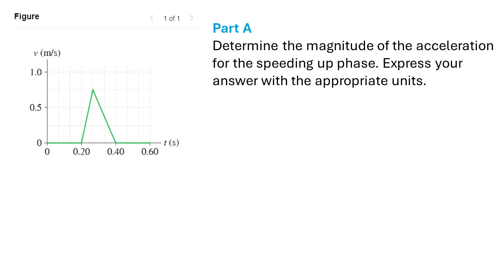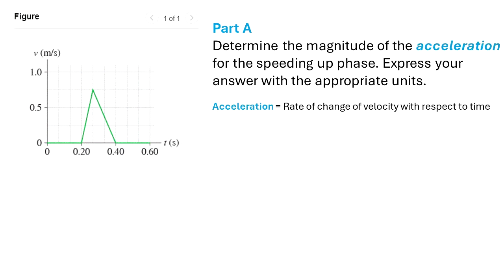Part A, determine the magnitude of the acceleration for the speeding up phase. Express your answer with the appropriate units. And we know by definition that acceleration is the rate of change of velocity with respect to time. So we need to find the slope of the graph for the phase that is speeding up. Positive slope means speeding up, while negative slope means slowing down. For part A, we are analyzing the speeding up part.